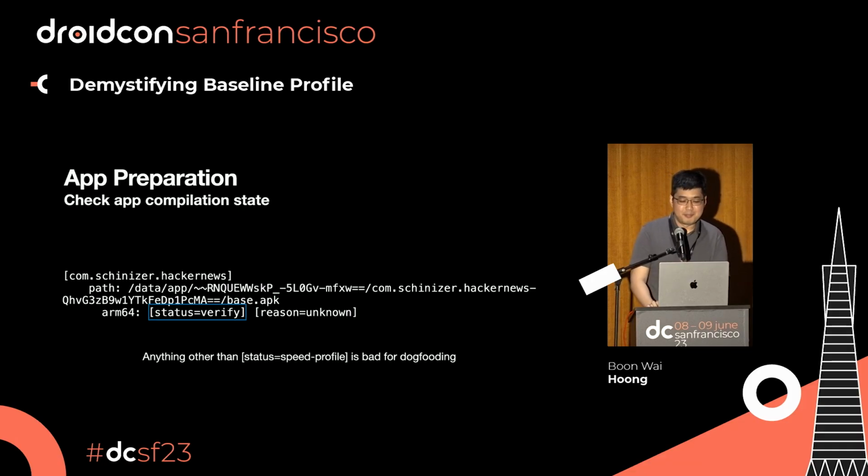So anything other than speed profile is bad for dogfooding. What does that mean? This means that your app is not ahead-of-time compiled. So if you are using baseline profiles and you're testing this with your workflow using your dogfooding process, if it's not speed profile, things are not working as intended. So what can we do about it, right?